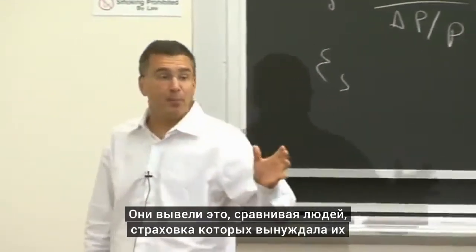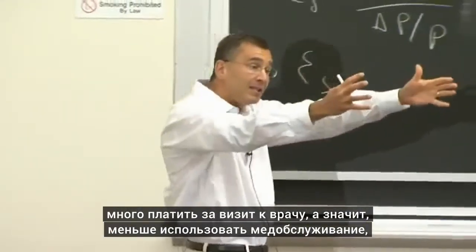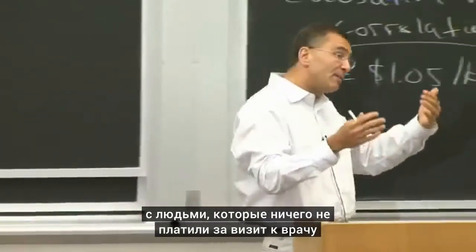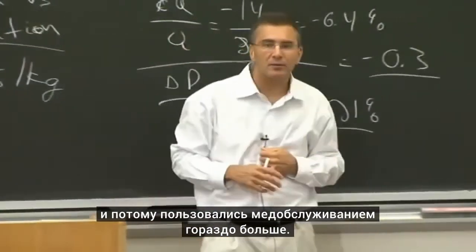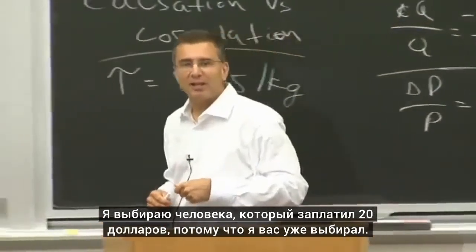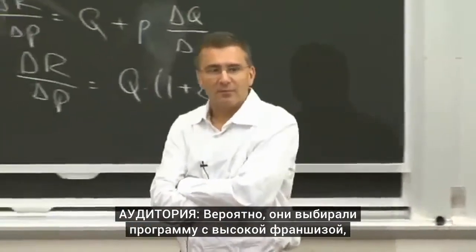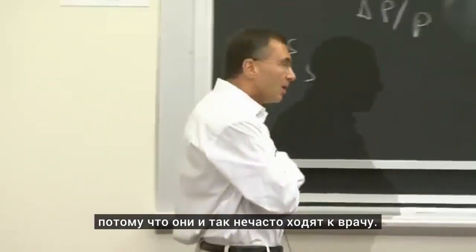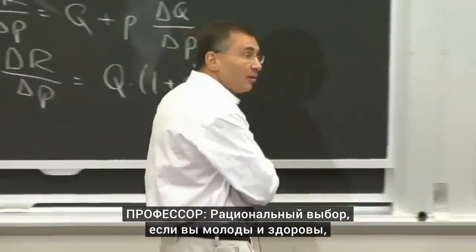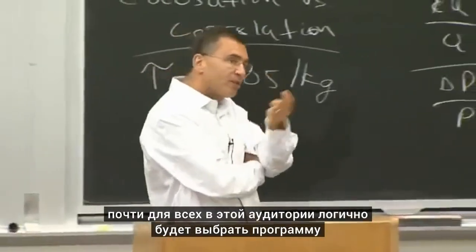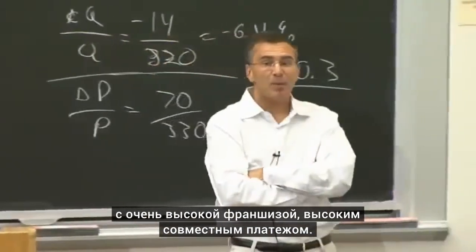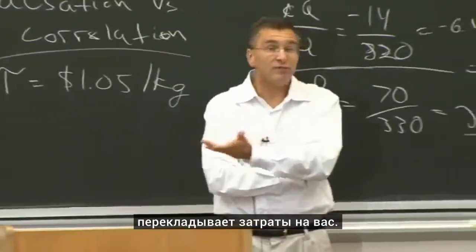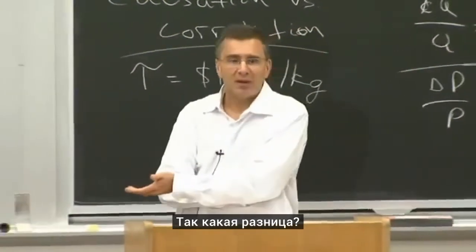They drew it by comparing people who had plans where they paid a lot to go to the doctor and therefore used a lot less care to people who didn't pay anything when they went to the doctor and used a lot more care. I picked the $20 person, so I picked him already. So probably they chose to have the high deductible plans because they don't often go to the doctor already. The rational choice, if you're young and healthy, for almost everyone in this room, is going to be a very high deductible, high copayment plan. Because it will cost you less money, because the insurer is shifting the money to you, but you don't use the doctor anyway, so who cares?